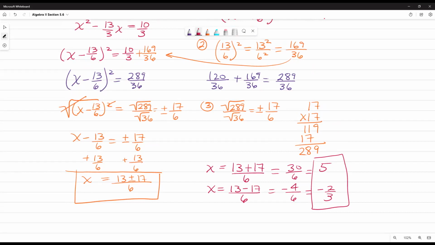120 over, that was my 10 over 3. I knew because I had this denominator, this was 36, this guy was 36, and I was adding 10/3 plus 169 over 36. So I have to find a common denominator. So I had to multiply both by 12, and that equals 10 times 12 is 120, and 3 times 12 is 36.